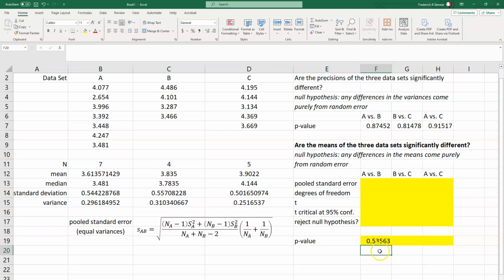What does that mean? It means there's about a 53.6% chance that if I reject this null hypothesis, I'm going to be wrong. That's a pretty high percentage, so I'm not going to be able to reject the null hypothesis. In other words, I cannot say that there is a significant difference between the mean for data set A and the mean for data set B. I can't conclude that. All right, and I can do this for the other pairs of data sets too.